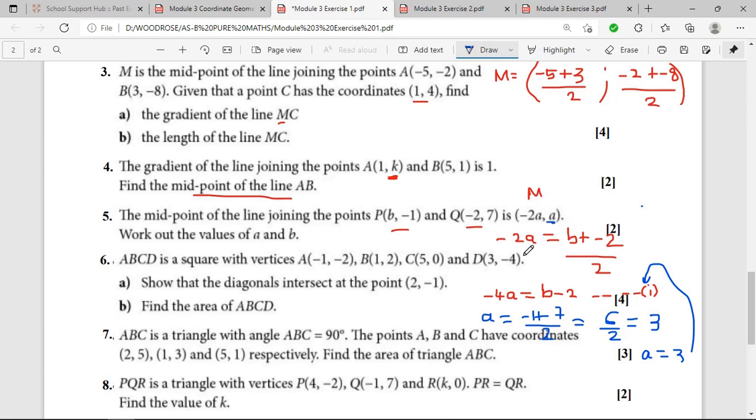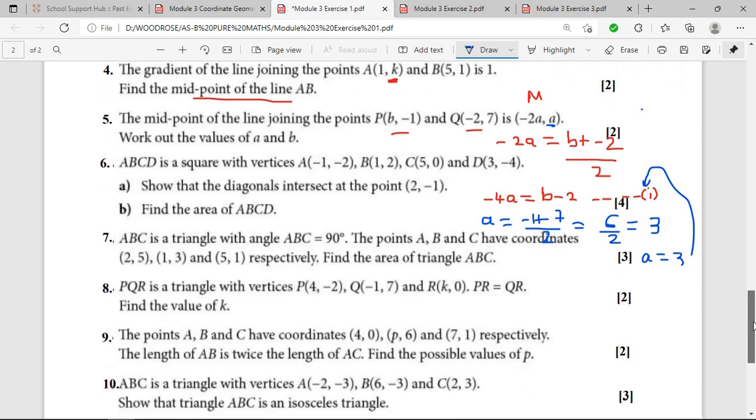So what are we saying? The x value of the midpoint is as a result of adding the x values, then dividing by 2. This is what we have done. After that, we cross multiplied. Minus 2a times 2, we get this one. Then here, b plus minus 2 is b minus 2. Then we said it's our equation 1. Then for the y value of the midpoint, it's a. Where do we get this a? We are adding the y values, then we divide by 2. That is minus 1 plus 7. We divide by 2. Then straight away we can find the value of a. Then we have to substitute in equation 1.